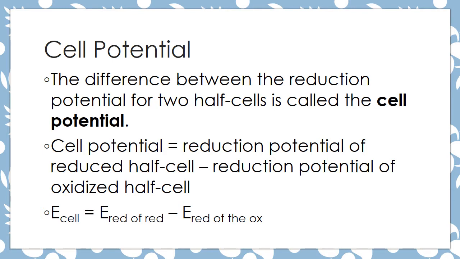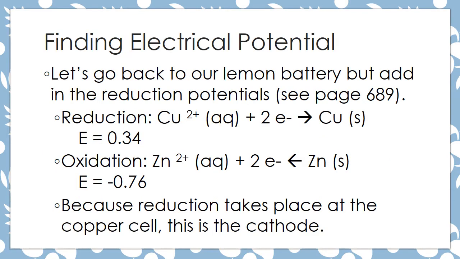And I'm going to do several examples, plus I posted a video for this. So how do we find it? Let's go back to our lemon battery, but now we're going to add in the reduction potentials. And these are on page 689 of our text. First of all, the reduction potential of copper. And notice how it's copper 2 plus 2 electrons becomes copper, right? Now the way it's drawn is gaining electrons, reduction. Okay, so copper 2 plus plus the 2 electrons becomes copper. So that's the reaction that's actually happening for copper. And its reduction potential, according to tables, is 0.34.